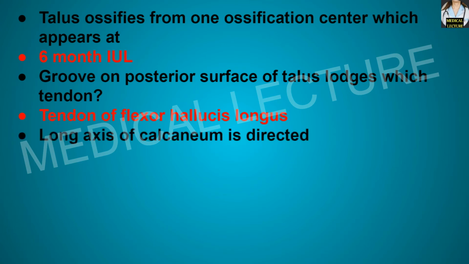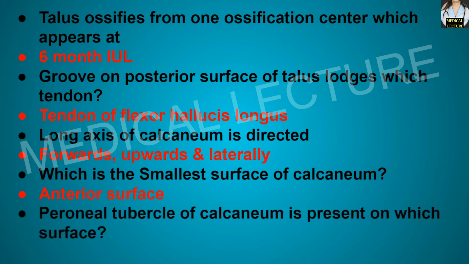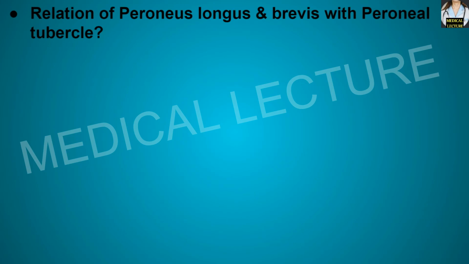Long axis of the calcaneum is directed forward, upward and laterally. Which is the smallest surface of the calcaneum? It is the anterior surface. Peroneal tubercle of the calcaneum is present on which surface? Lateral surface. What is the relation of the peroneus longus and the peroneus brevis with the peroneal tubercle? Tendon of the peroneus longus passes below the peroneal tubercle and the tendon of the peroneus brevis passes above the peroneal tubercle.